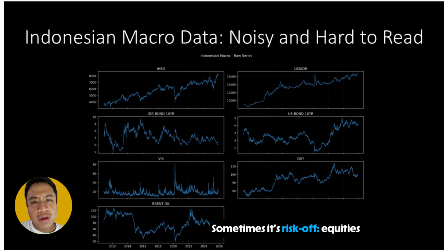Sometimes it's risk off: equities down, Rupiah weak, VIX up. Sometimes it's more about global rates or oil shocks. What PCA does is it takes all of these correlated series and asks, can we describe most of the movement using just a few synthetic factors?